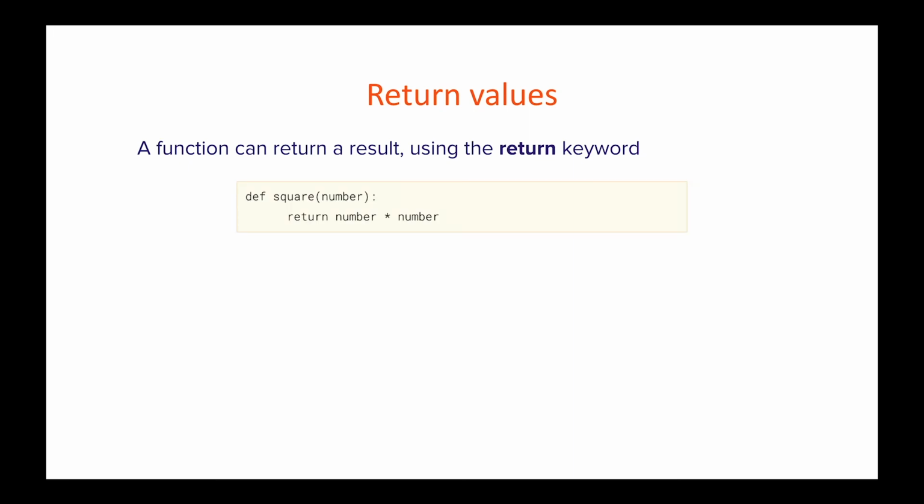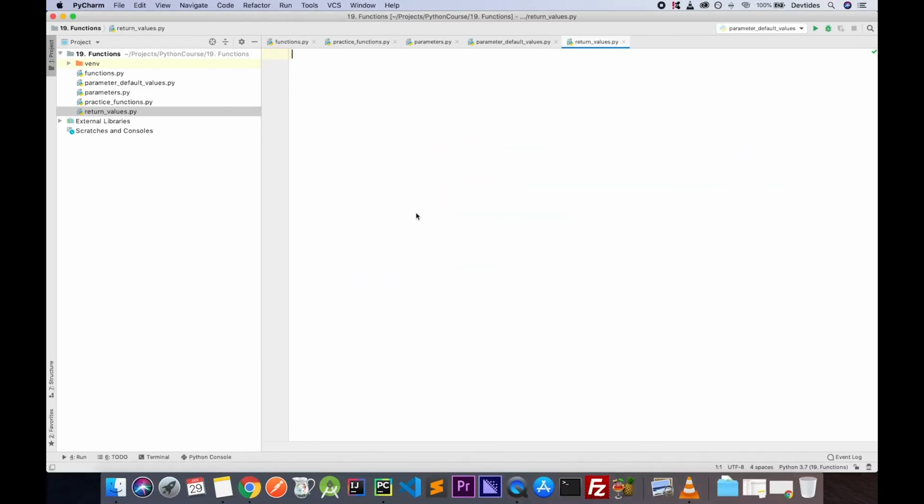So here is an example. We have our function square a number, and then we will return number times number, so squared. We're returning the square of that number. And here we have a for loop. We are printing out the squares of the first 10 numbers. Okay, so let's try that out.